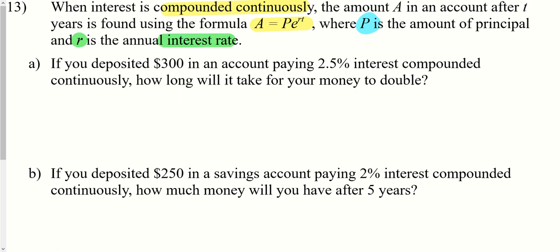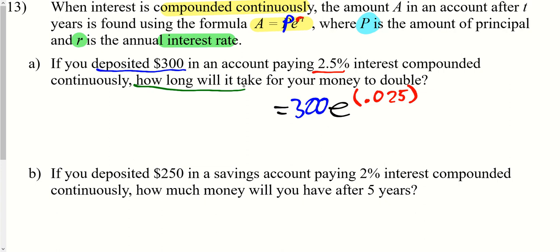So I'm going to just start writing some things down. P is what you're starting out with, and now it says you deposited this, so that's going to be your initial amount. Now R is your interest rate, and then we have to change that to a decimal, so move it over 2 spots. Now it says how long, well, that's going to be our time, for your money to double. So we put in $300. Well, if you double that, it means you'd be ending up with $600.